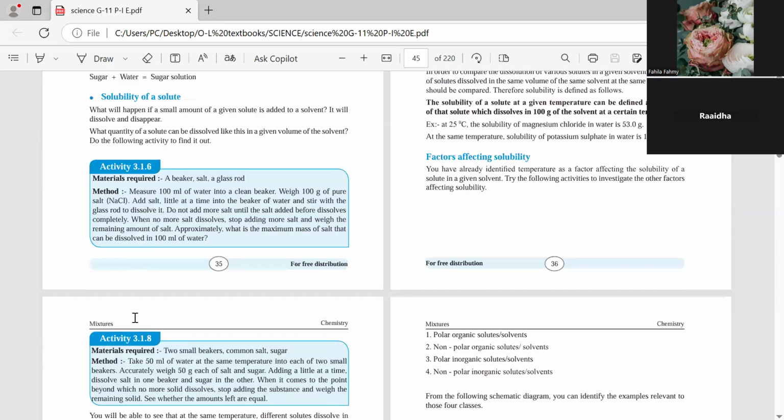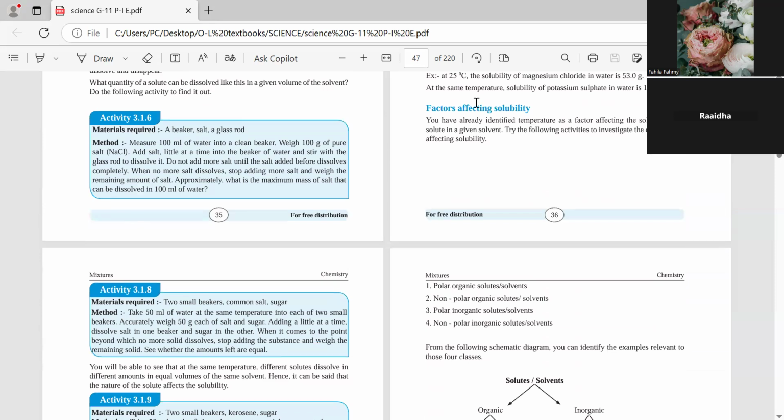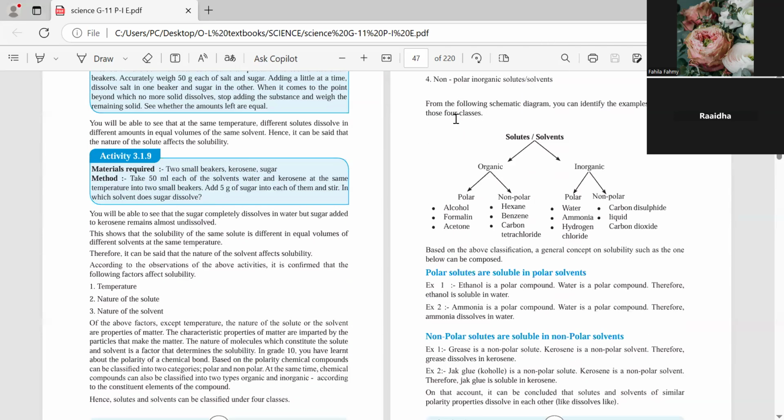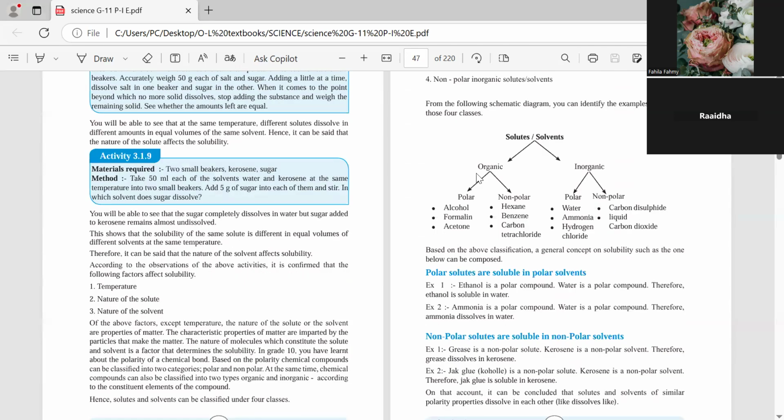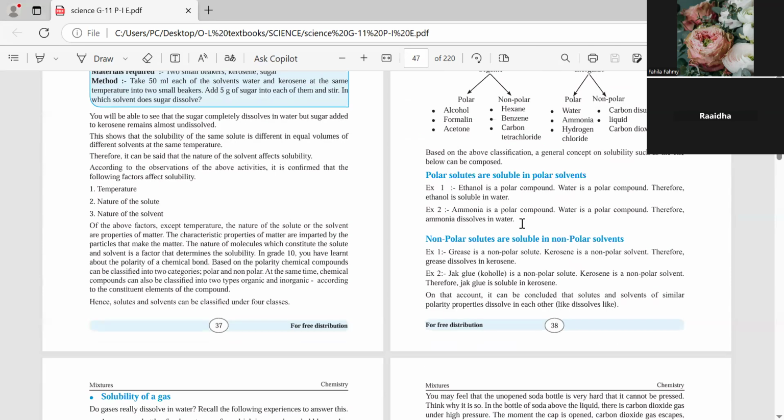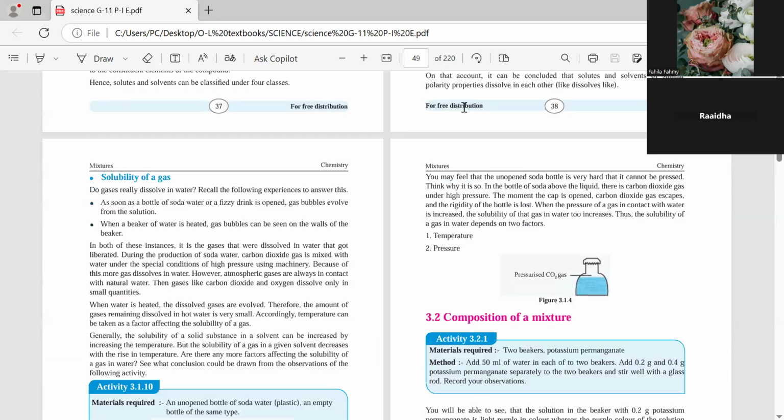Then if we go all the way down, when you dissolve something, how well is it going to dissolve? Well, we are going to learn under the same topic, factors affecting solubility, right? So here there's an important point where you will be learning about organic and inorganic solvents, where you have the terms polar and non-polar, right? We'll be learning all of it under this.